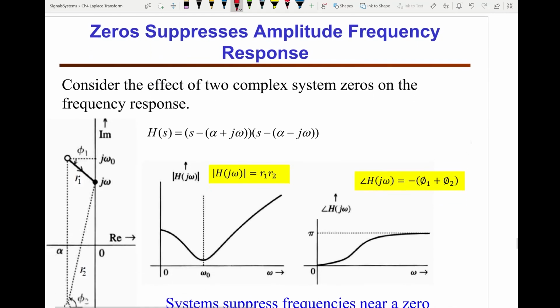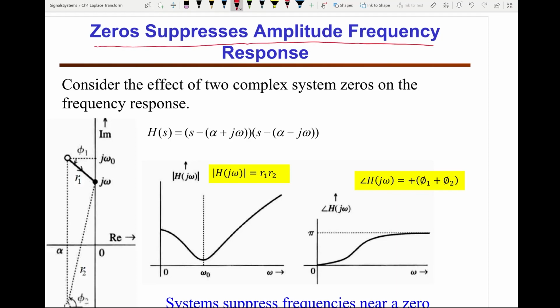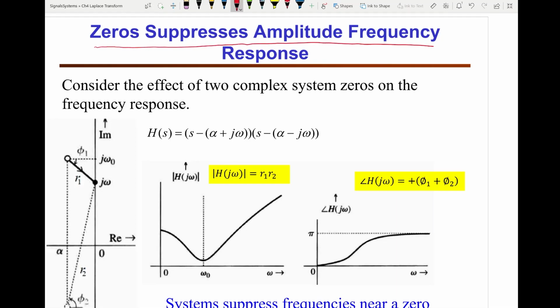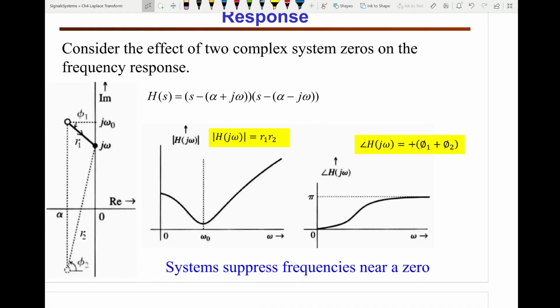Now let's look at the zeros. If I want to suppress a frequency component, I put zeros close to it. So let's see how this works. Imagine I have a system equal to this one. So it has a zero at alpha plus j omega. Alpha could be minus 2 or minus 3, so that's this one. And alpha minus j omega, and that's this one. So I have these two zeros.